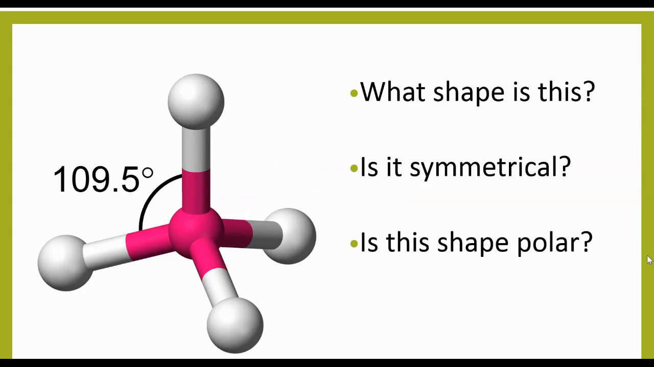So is this shape polar? No, because it's symmetrical. Okay, this next one, we have four atoms with no unshared pair, so its steric number is 4, so it has a tetrahedral shape. This is symmetrical because if we draw lines through it, it's the same every single way. So is this shape polar? No.